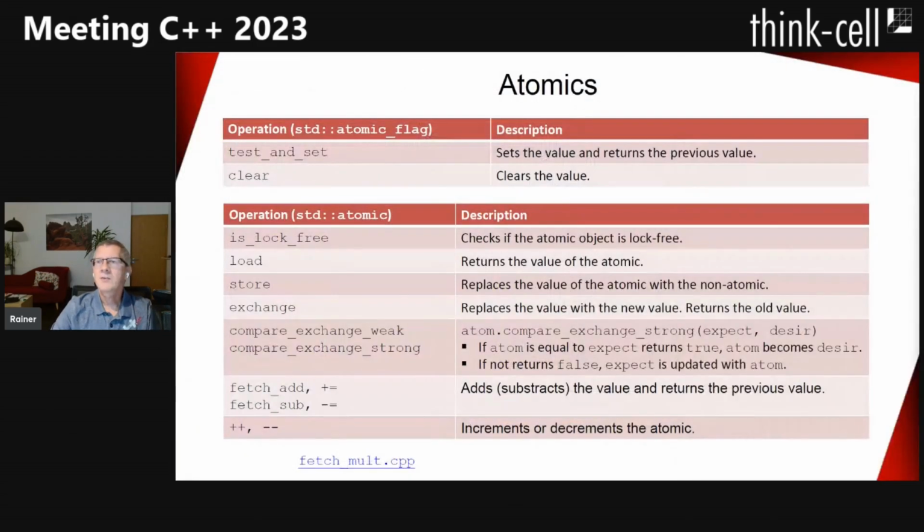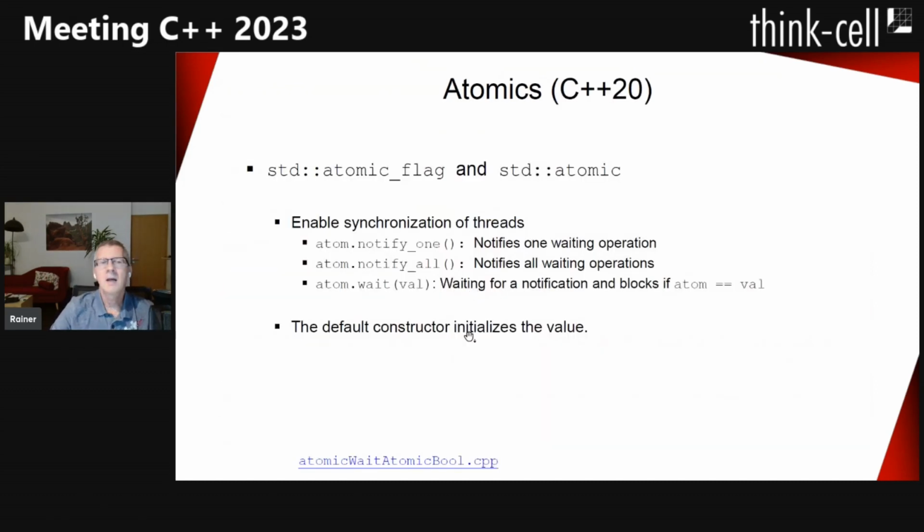Okay, this was the atomic multiplication. Now we have, additional to fetch add and fetch sub, fetch mult. Okay, this was essentially, honestly, C++11 stuff. Let me jump 9 years further. We have atomic flag and atomic, and what they essentially support in C++20 is synchronization. On one atomic, you can say notify one or notify all.